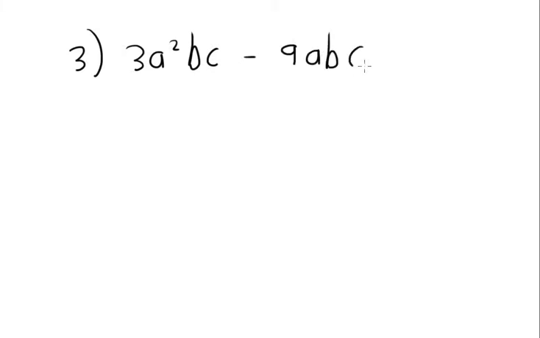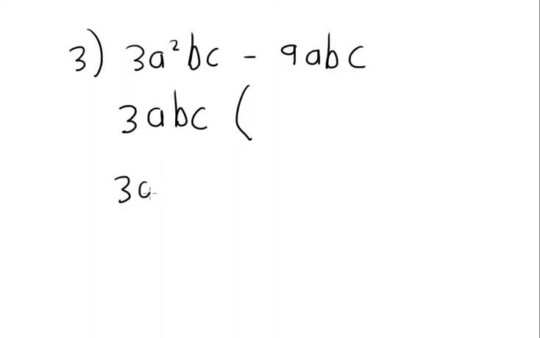If we have a look at number 3, you've got 3a squared bc minus 9abc. Okay, so over here we're first taking out 3 as a common factor, and we've got a, b, c. So in terms of the lowest degree of my a's, it is a to the power of 1, and then I've got bc, and I'm left with 3a squared bc divided by 3abc.